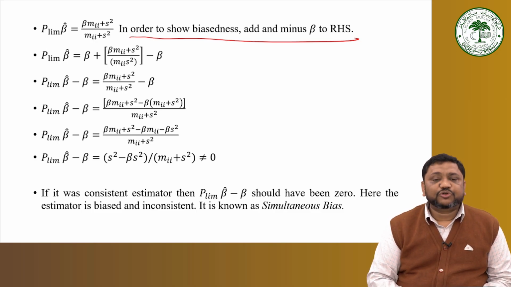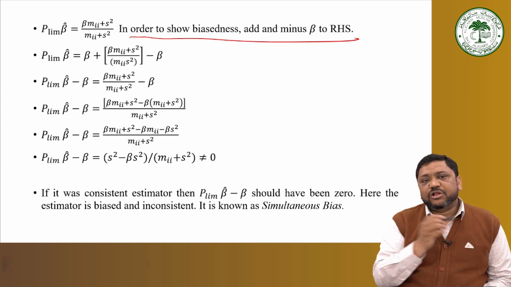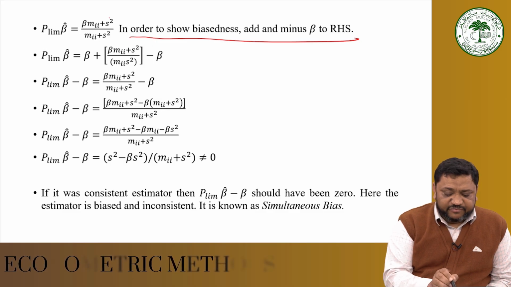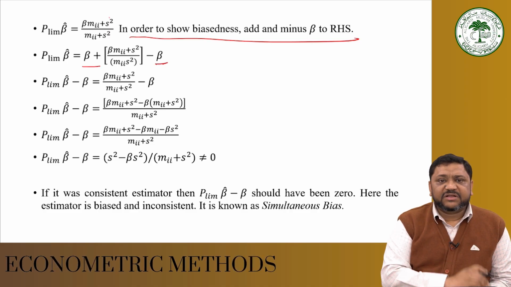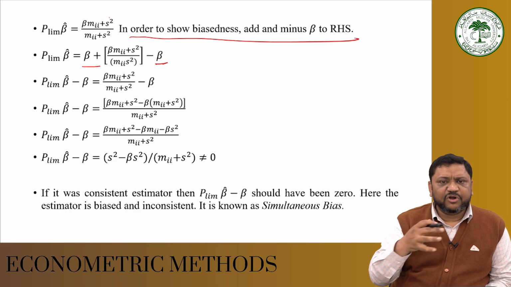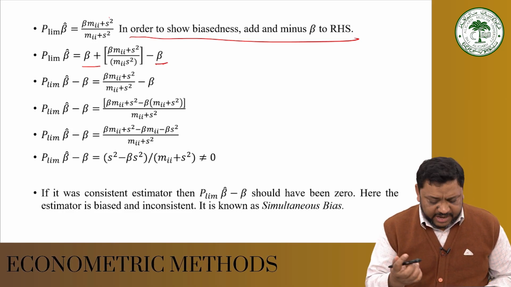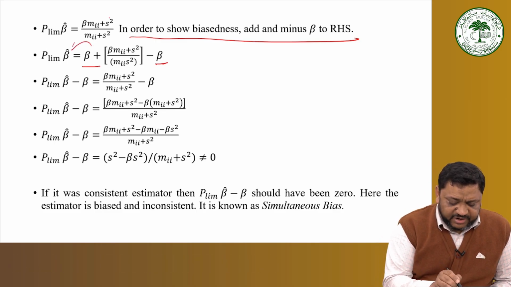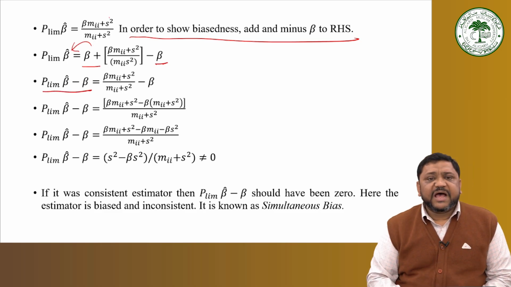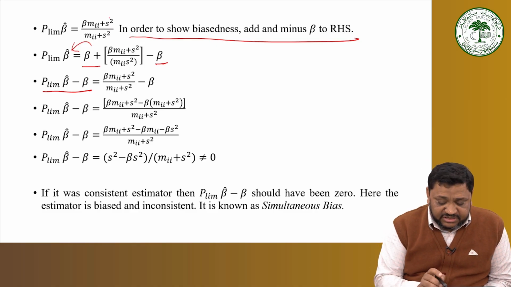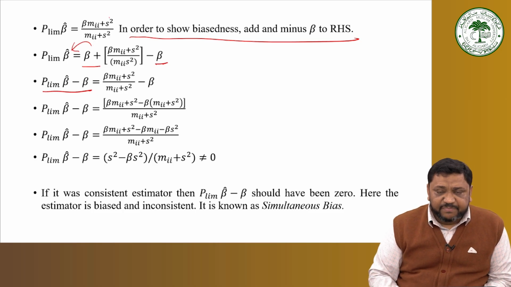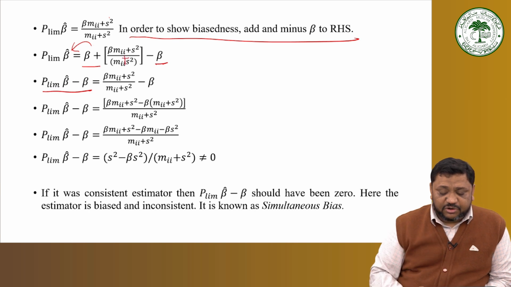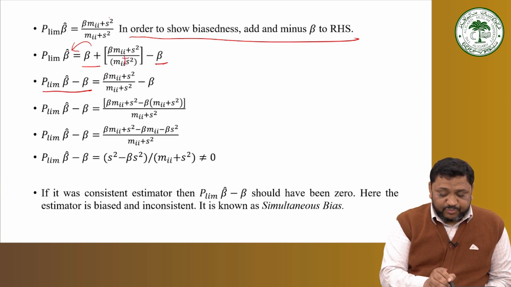In order to show this biasness, we add and also minus the same term beta. So on the right hand side of the equation, we add a beta and we minus a beta. It will not have any effect because we are adding and deducting the same term. Now this beta which was over here in the positive sign, we take it over here. So we get plim beta hat minus beta is equal to beta mii plus s square divided by mii plus s square, there is a plus sign missing over here, minus beta.